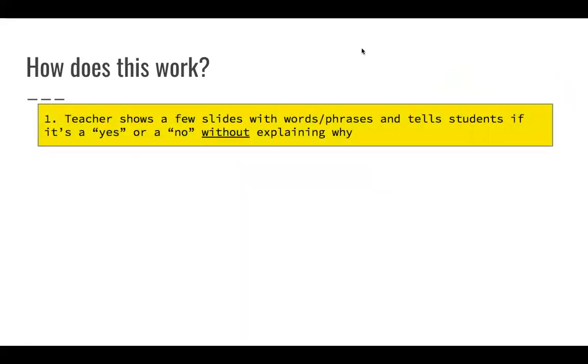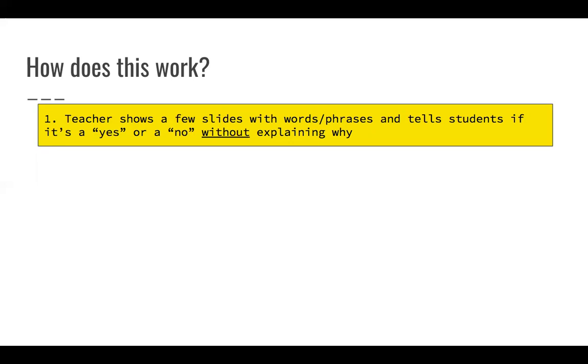So there are four major steps to creating a concept attainment lesson. The first one is that the teacher is going to show a few slides with maybe some words or some phrases, and they tell students straight out, this is a yes example, this is a no example. And they don't say this is a yes because, this is a no because, or this is an example of subjunctive with doubt, this is an example of a feminine noun. We just call them yes, or we just call them no.